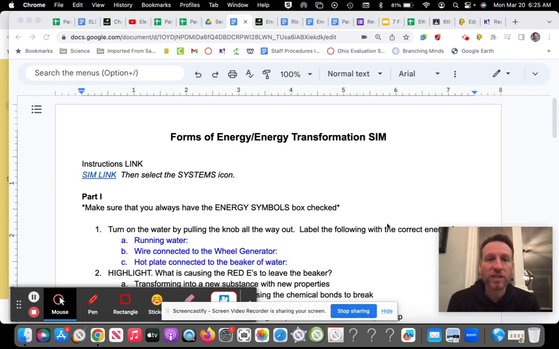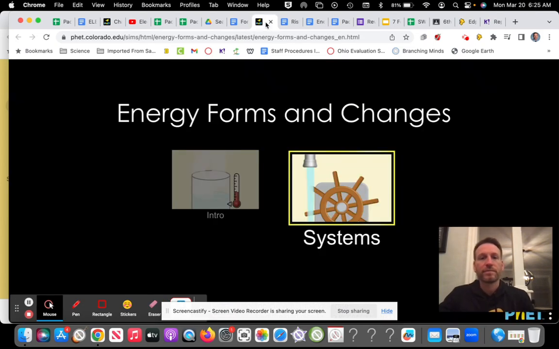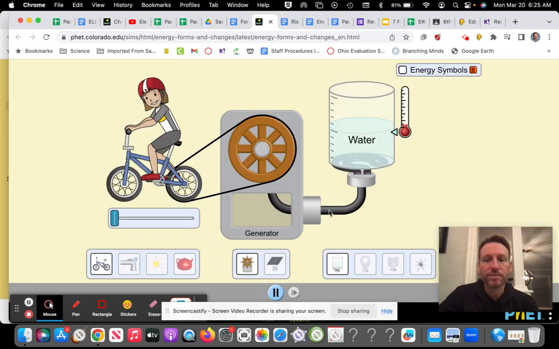On the dock here, you'll see a link that says sim link right here. Go ahead and click on that and then open up the website. Once you have the website open, we're going to click systems. And it's going to look like this.